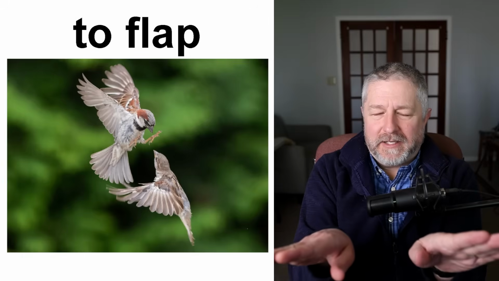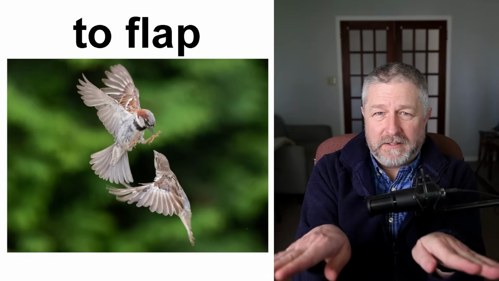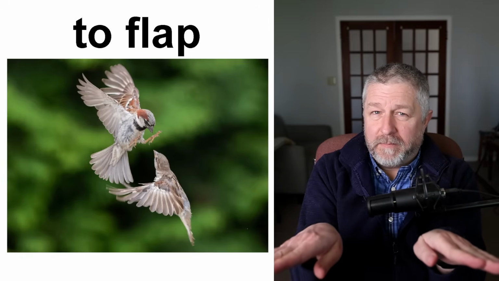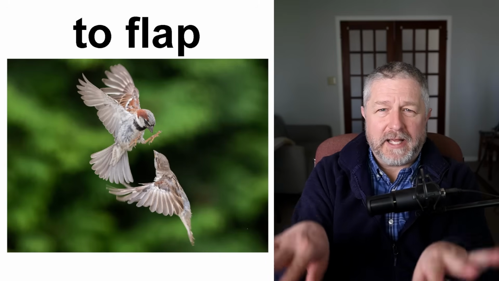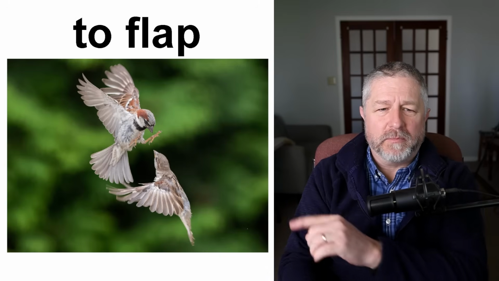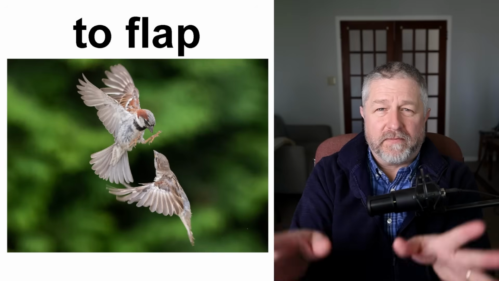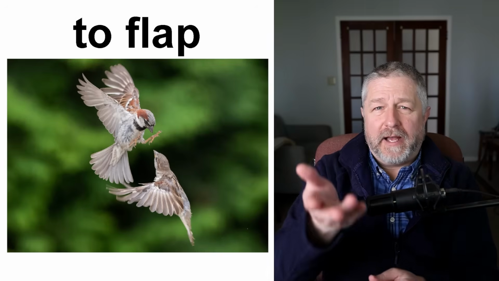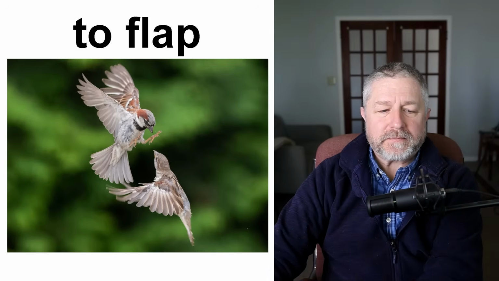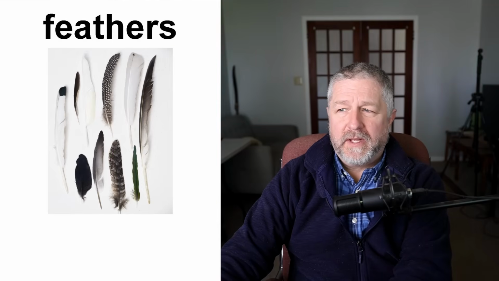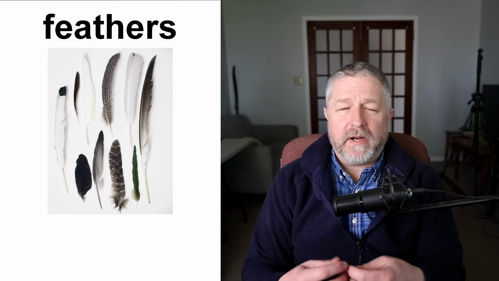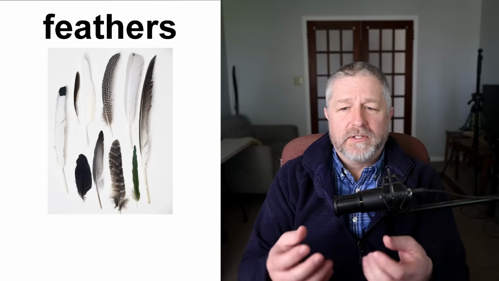So an airplane has rigid wings, and it generates lift by moving through the air. A bird has wings that it can flap. This is the verb we use. As the bird flaps its wings, that will generate lift. So that's how a bird is able to fly. And also because a bird has feathers. The feathers very much help the bird to fly.